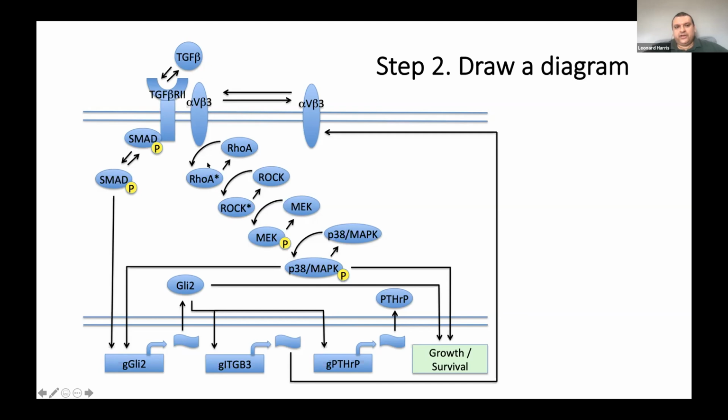Then off of the integrin, it's known that there is a cascade of events that goes through RhoA, ROCK, MEK, and p38 MAPK, and phosphorylated p38 MAPK acts as a co-transcriptional activator with SMAD to activate GLI2. GLI2 then acts as a transcription factor for the integrin and for PTHrP. So PTHrP gets driven, which would then presumably get secreted out of the cell. The integrin comes all the way back up here where it interacts with the receptor. So when you look at this in a broad sense, there are two signals converging on GLI2, and then there's a feedback coming back up here.